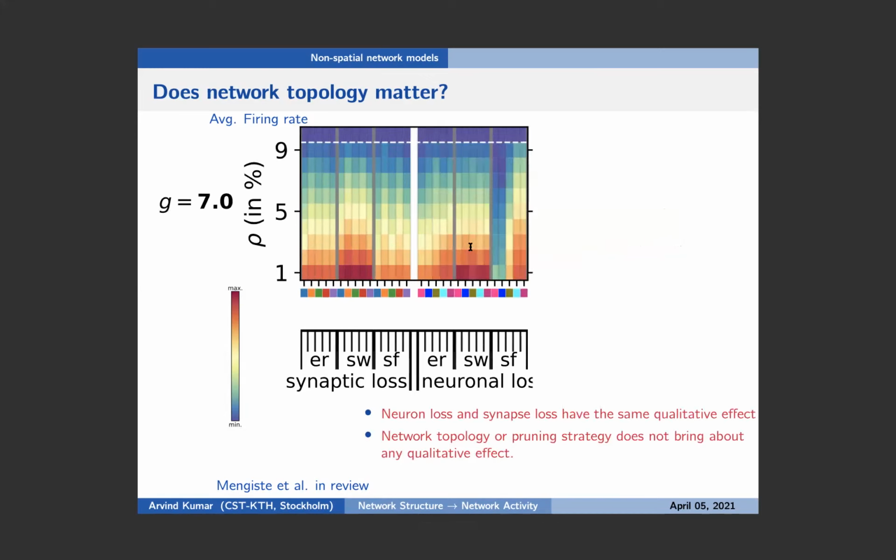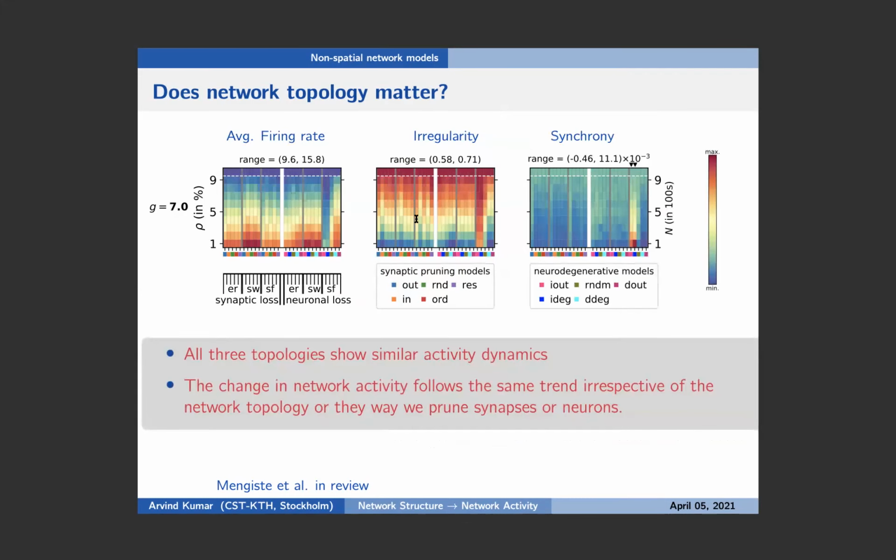And we confirmed it also for neuron degeneration, not just synapses, and pretty much the same pattern is observed. There are 2 pruning strategies which are a little bit more robust in scale-free models, where the increase in firing rate is not as pronounced, but the trend is still the same. We checked this also for spike time irregularity and synchrony in the network. And it's almost indistinguishable how different types of networks behave for different pruning strategies.